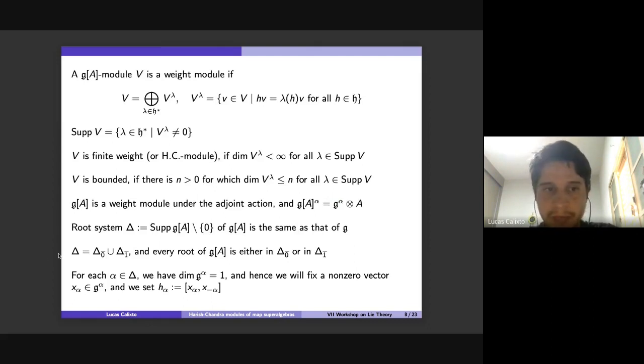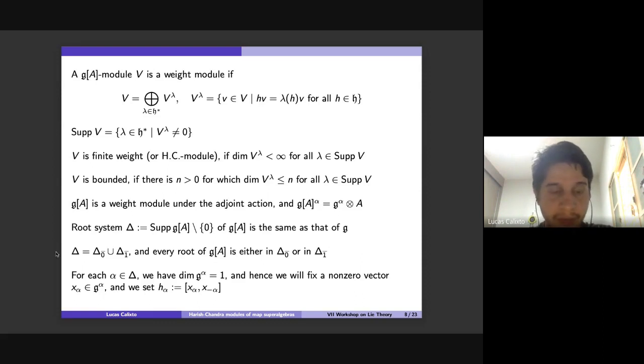In the super case, we can decompose the root system into two pieces: the even roots and the odd roots. What are the even roots? They are the roots for which G alpha is contained in G zero bar. And of course, similarly, we define the odd roots. In the case of the basic superalgebras, every root is going to be either even or odd. We don't have roots that are odd and even at the same time. If you go, for example, to the queer superalgebra, this kind of thing happens: every root is even and odd at the same time. But here we don't have this kind of thing.